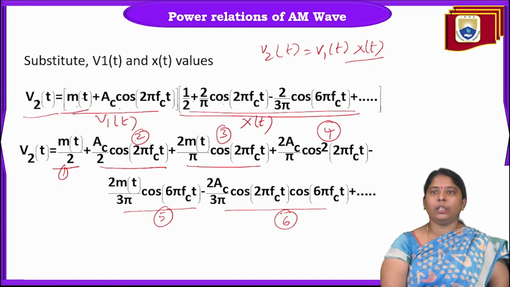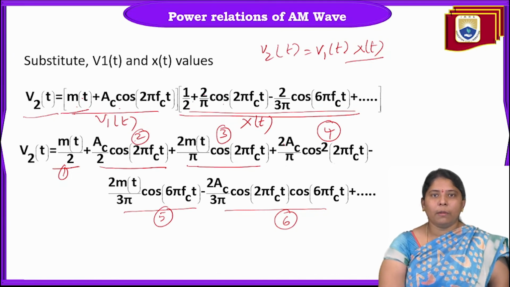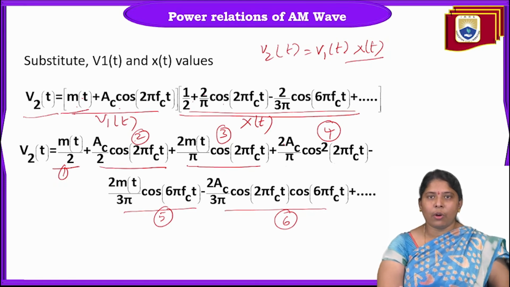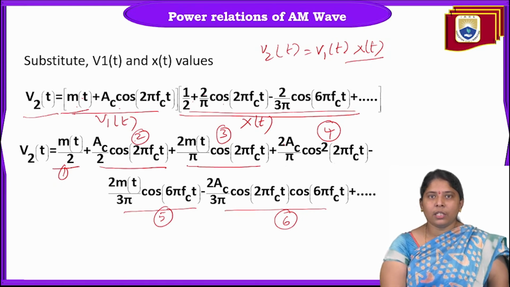So these different terms are given to the band pass filter. Similarly, as we did in the square law modulator, we have to consider each term and what frequency is contained in each term, and whether that frequency is allowed by the band pass filter or not.